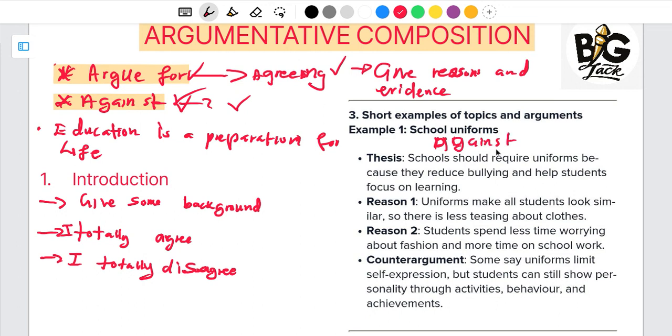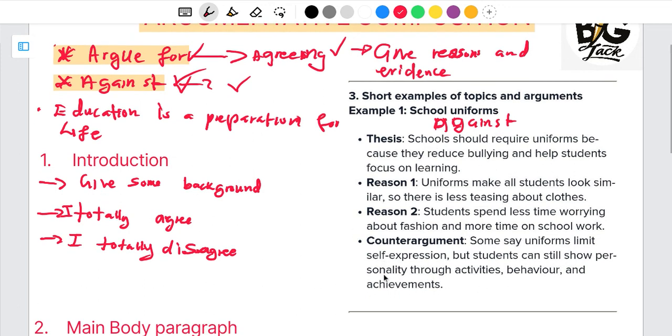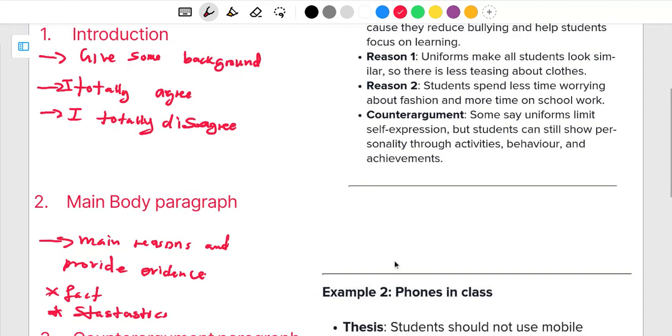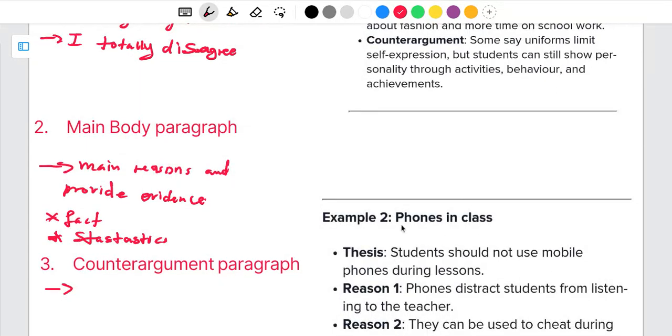Okay, we are against the motion. We are not agreeing that uniform should be abolished. And then in terms of the counter argument, you can start by saying some uniform limit self-expression, but students can still show personality through activities, behavior, and achievements. It's very, very interesting.